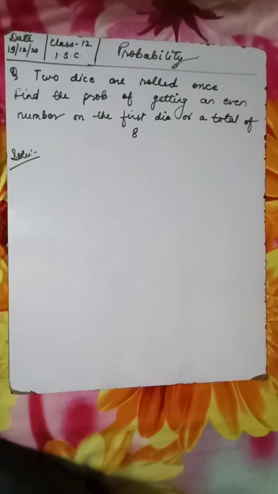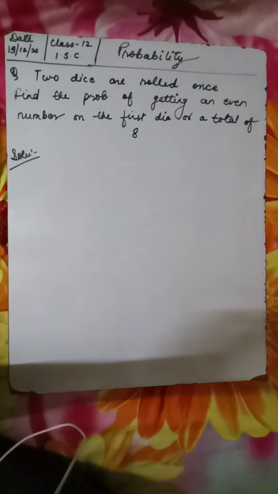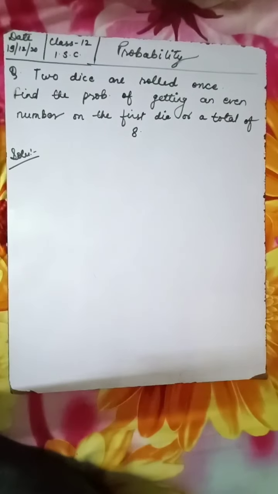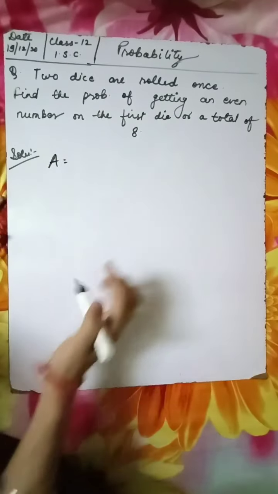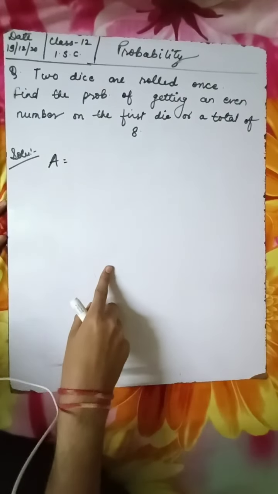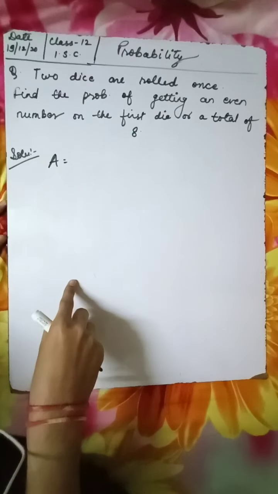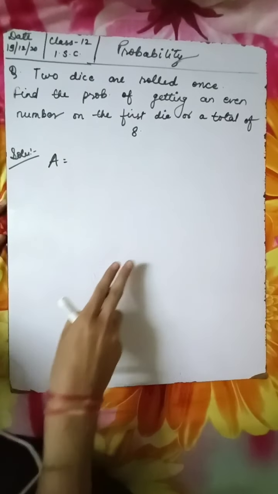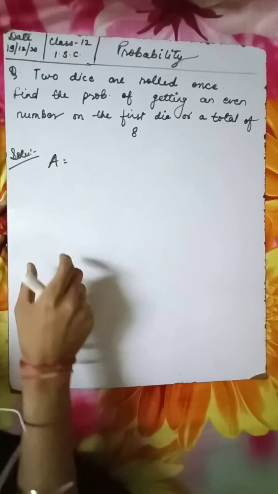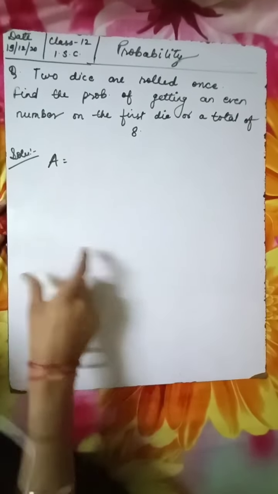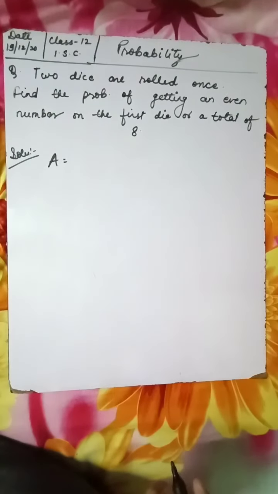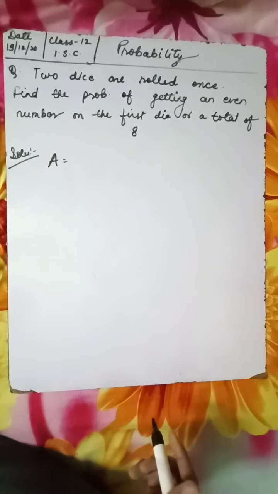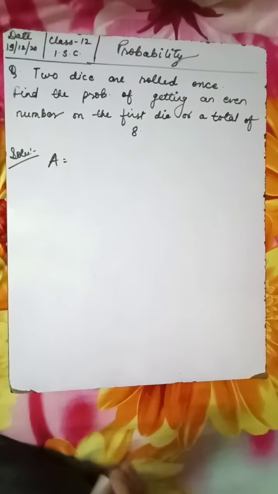Okay, so this question comprises two cases or two events. The first event says that an even number should come on the first die, and for the second event we will consider the total, that means the digits on the two dice, on doing their sum we should get 8. As you can see, two dice are here, so how many sample spaces are possible? Whenever two dice are rolled once, the sample space has 36 equally likely outcomes.